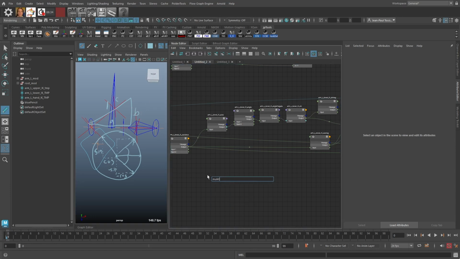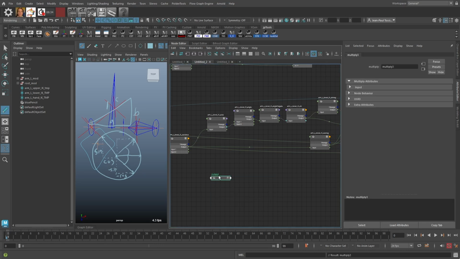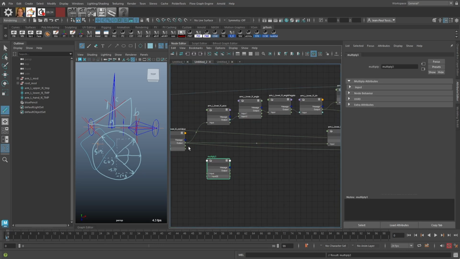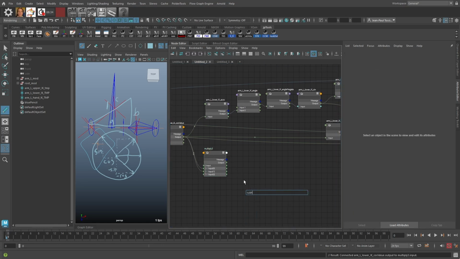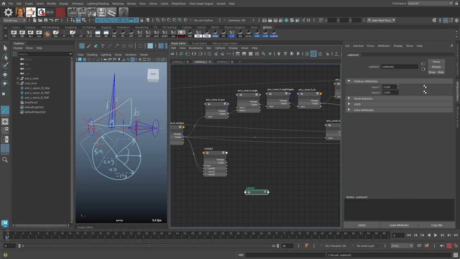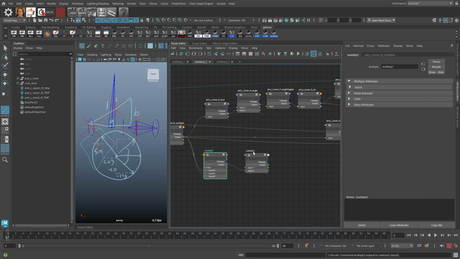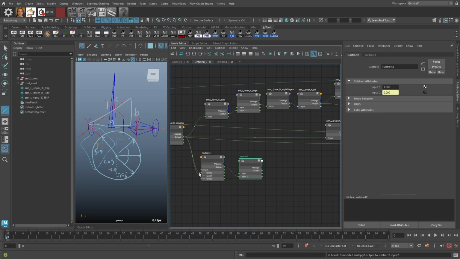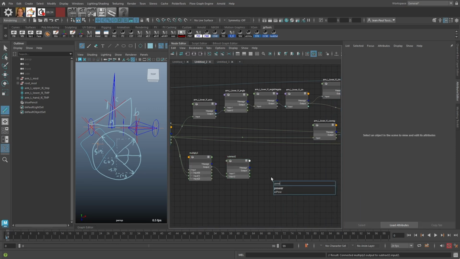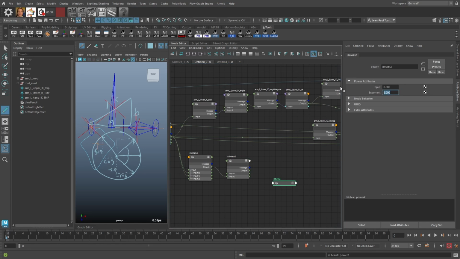So let's create a multiply node and plug in the cosine value twice, and then we do a subtract node, and we set the first input to be 1, because that's the squared hypotenuse. And then we plug in the squared cosine value into the second input. Now we have the squared sine value. And now we can take the square root using the power node, setting the exponent to 1/2. And then plug in the squared sine, and now we have the sine value.